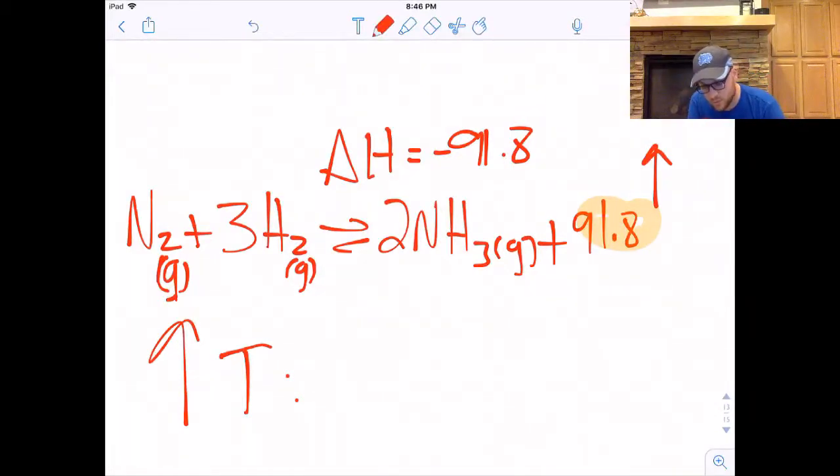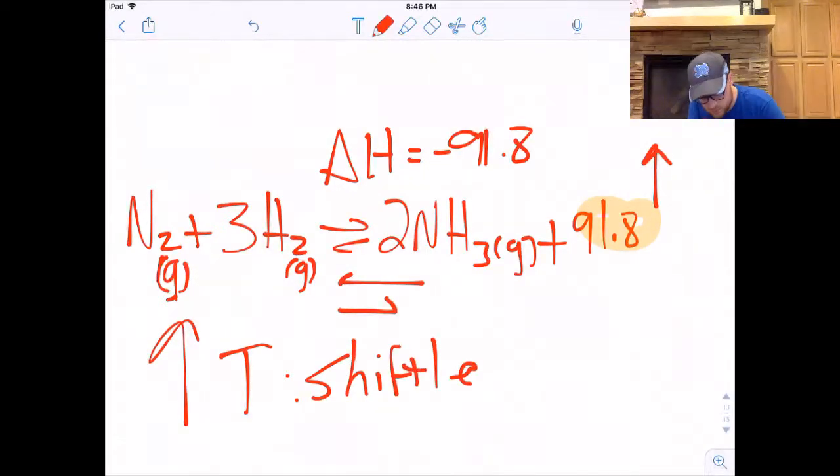Because heat is on the right-hand side. So if you increase it, it's going to shift away from it. And this is going to make more N2 and H2 and make less NH3.